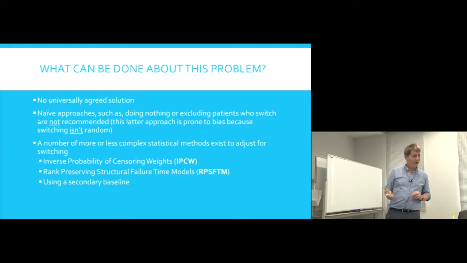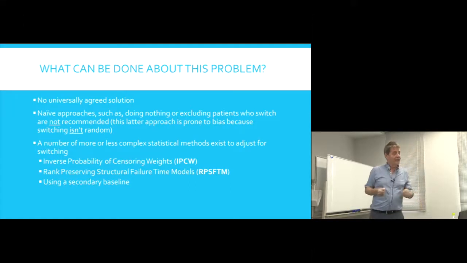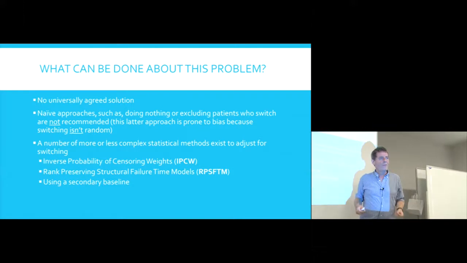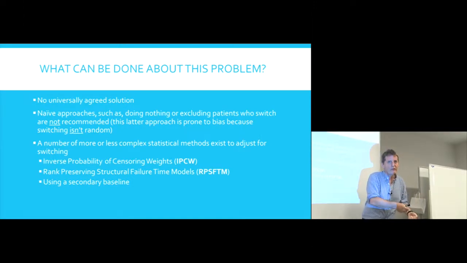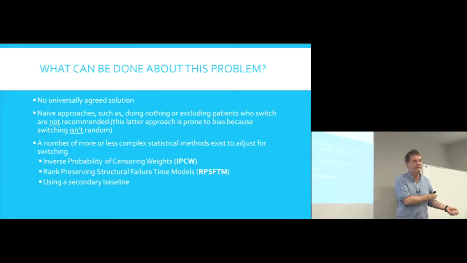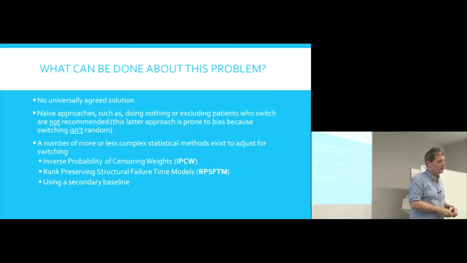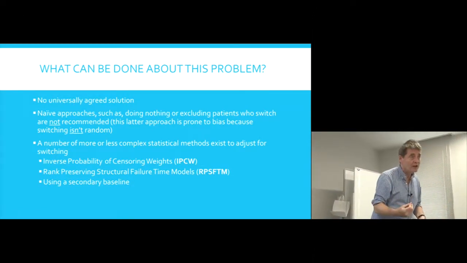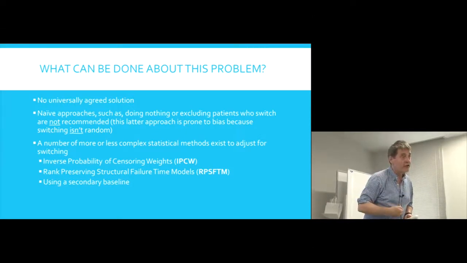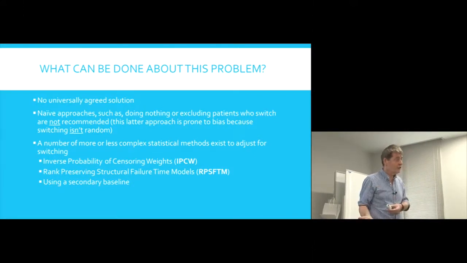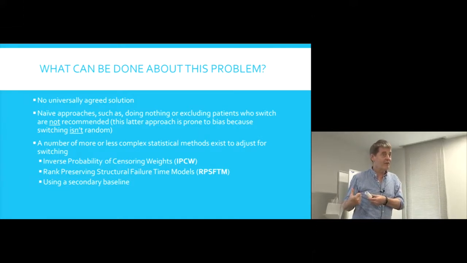The rank preserving structural failure time model makes an assumption about a common treatment effect. What this one assumes is that patients who switch get the same benefit from the new drug as patients who get the new drug straight away. Patients who switch get a benefit from the new drug, and it's similar to the benefit they would have got if they'd got the new drug straight away. Now, that's another strong assumption. Because, of course, the patients who switch are a bit sicker now, and so maybe they're past the point of being able to get the benefit.